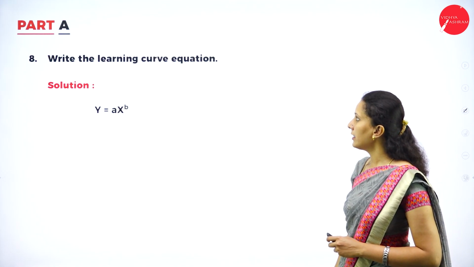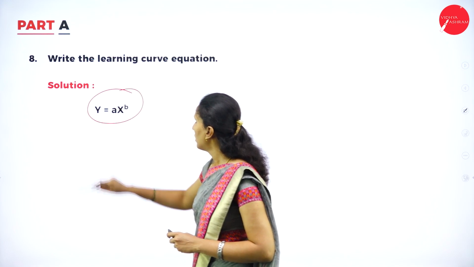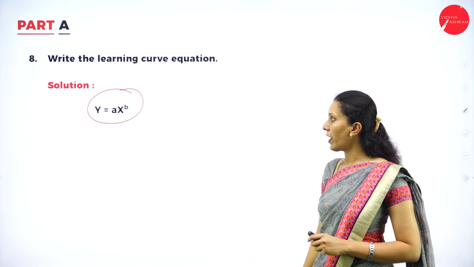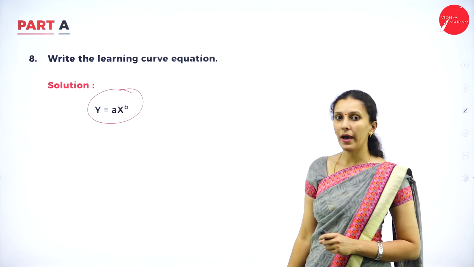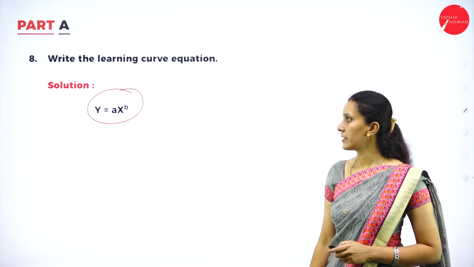Next we have: write the learning curve equation. So this is the formula for the learning curve equation, that is y is equal to a x to the power b, where b is the learning curve index.